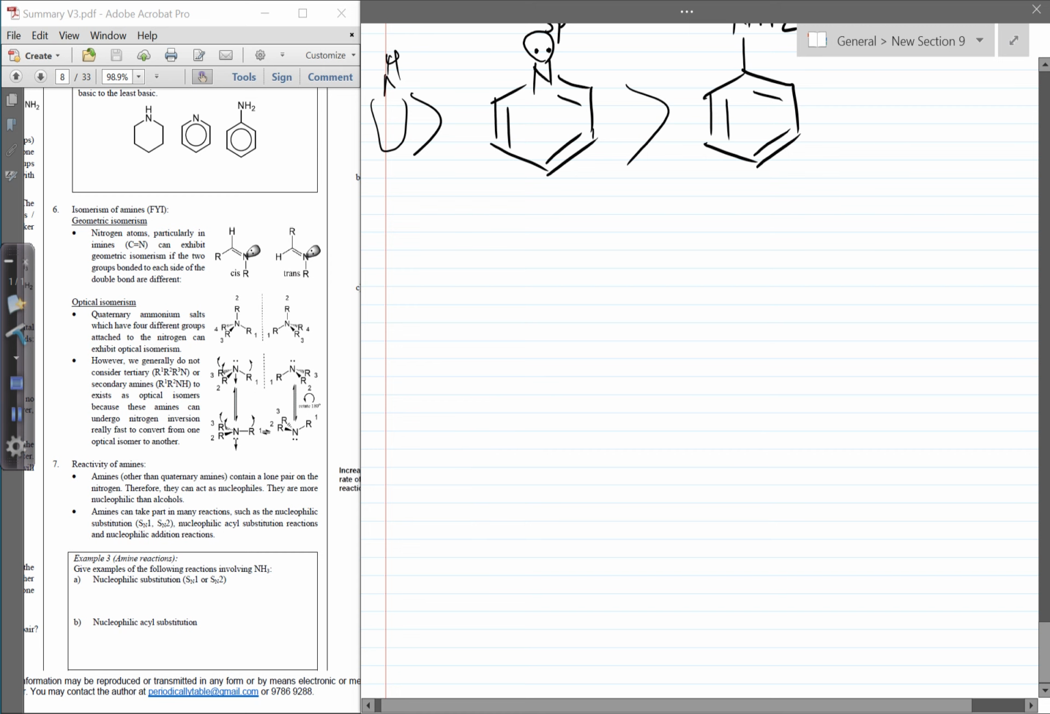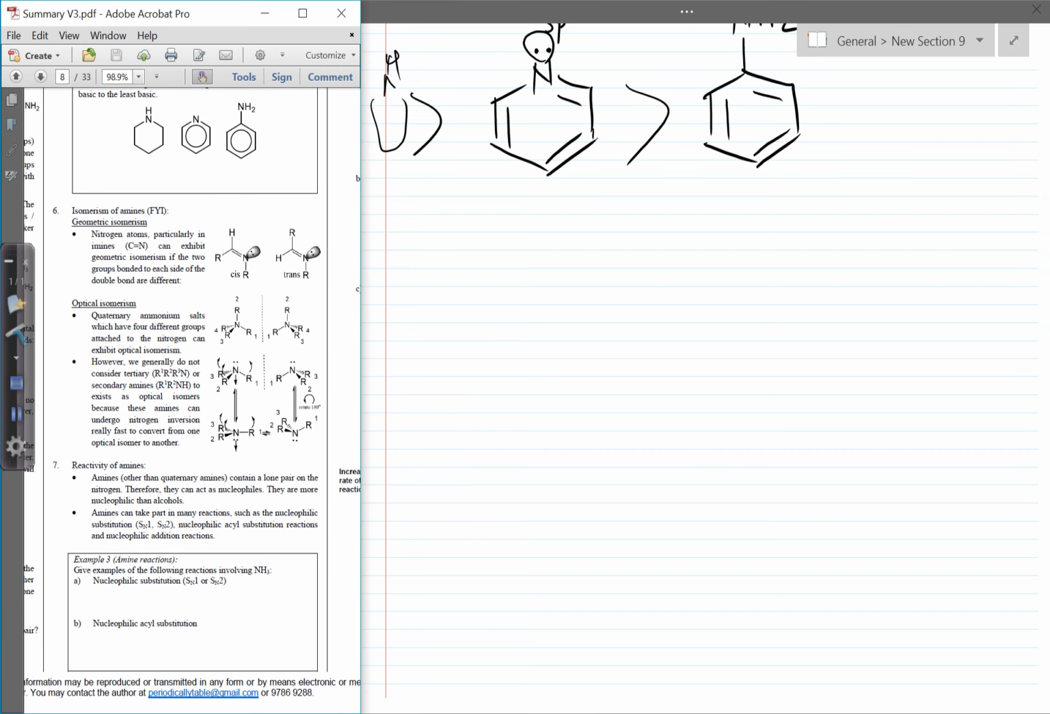So I can have cis trans isomerism. Take note for imines only, right? CN double bond. Next, optical isomerism. Quaternary ammonium salts, which have 4 different groups attached to a nitrogen, can exhibit optical isomerism. Right? This is just like nitrogen with 4 different groups. Just that now my nitrogen has a positive charge.